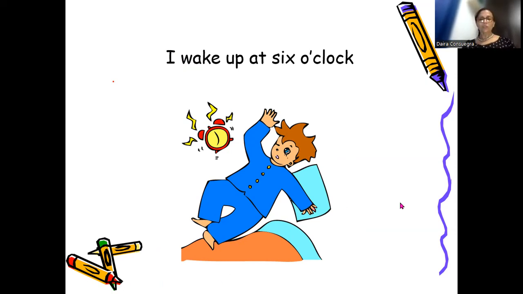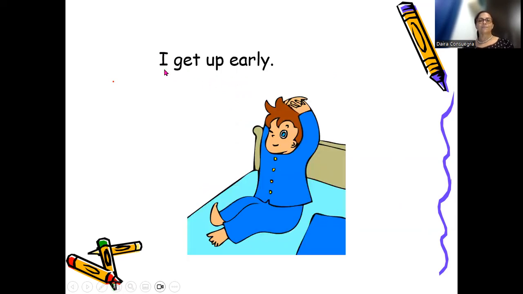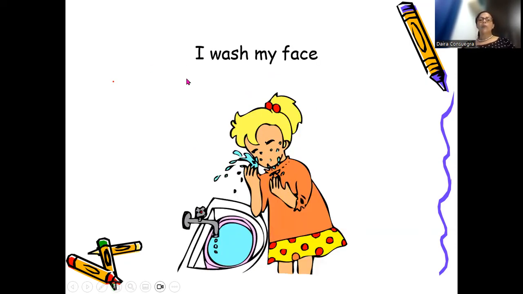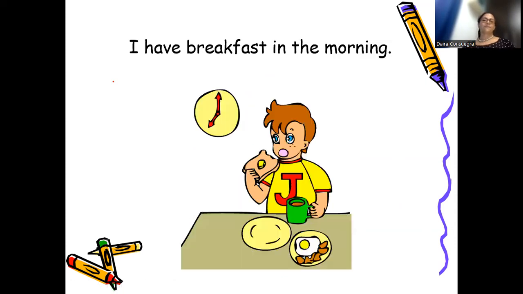So let's continue with the other routine. In this case, we see the difference. If we're talking about third person, we add es. Okay, I get up early. Me levanto temprano. This is for me. I get up early. I wash my face. I have breakfast in the morning. Yo desayuno. I have breakfast in the morning.